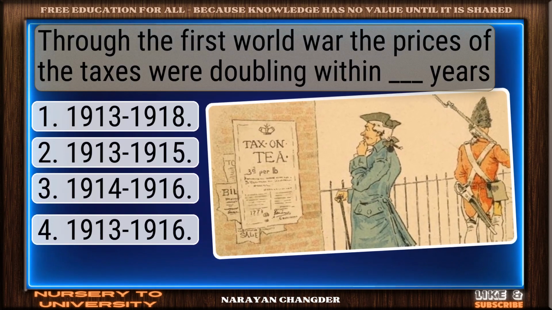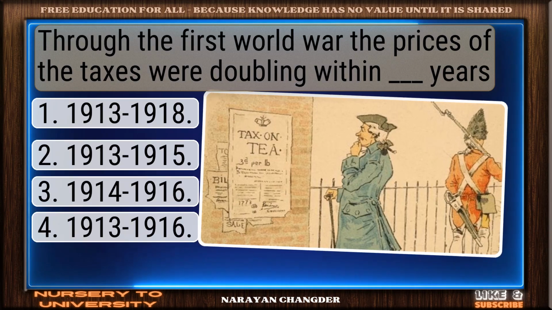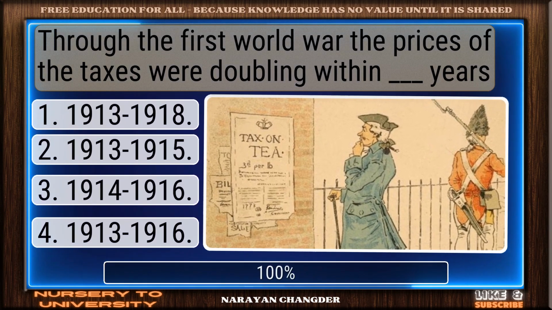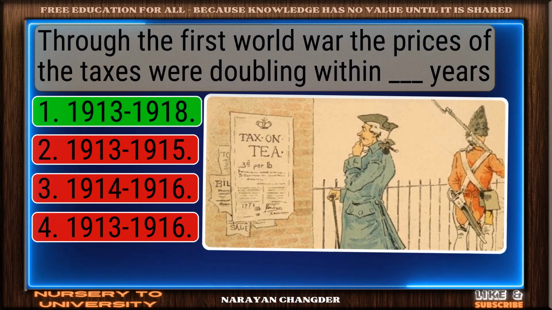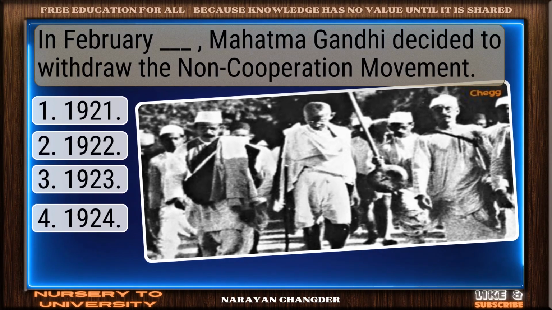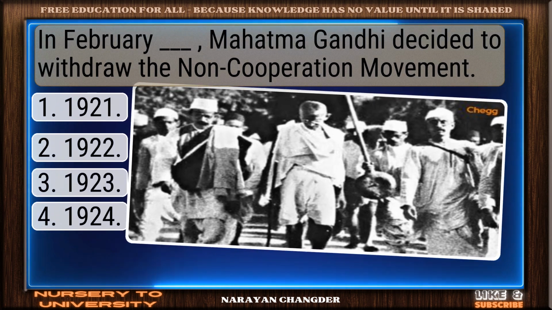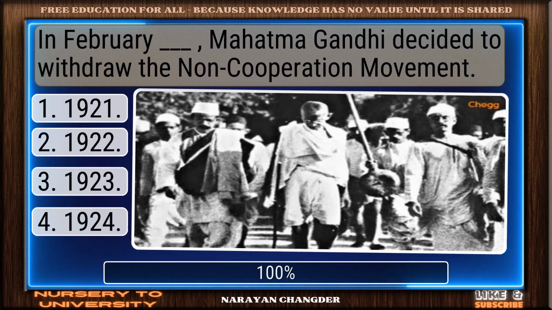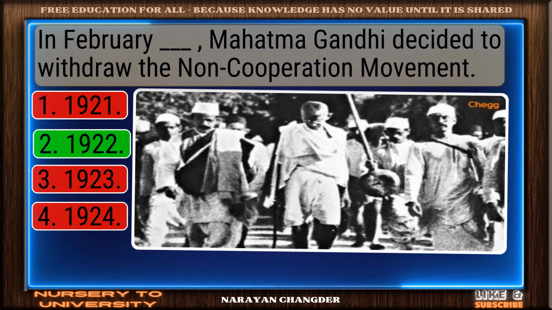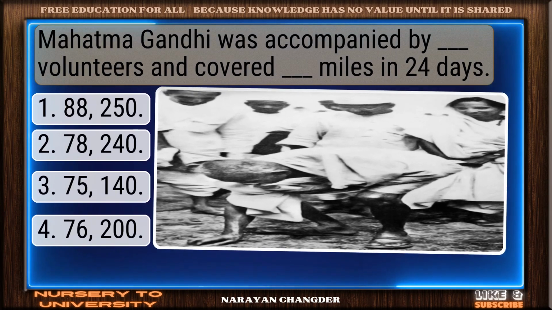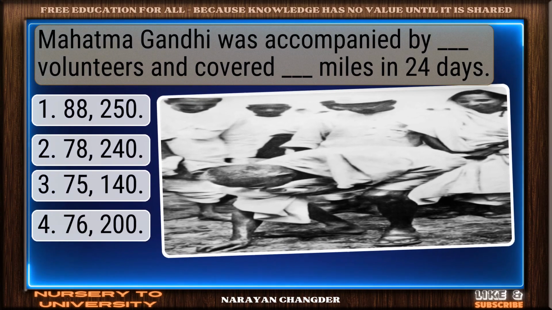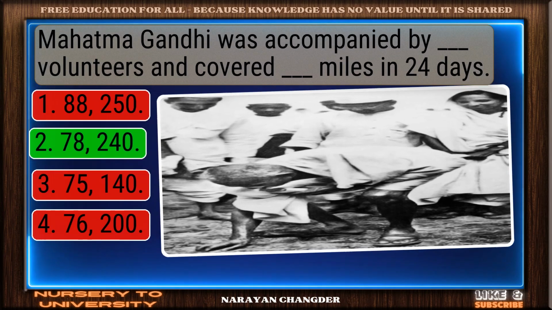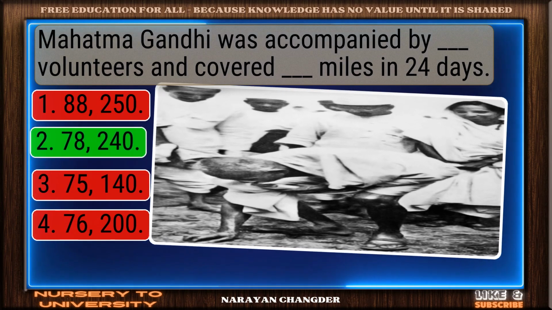Through the First World War, the prices were doubling within a few years. Sharp thinking. 1913-1918 is right. In February, Mahatma Gandhi decided to withdraw the non-cooperation movement. 1922 fits perfectly. Mahatma Gandhi was accompanied by volunteers and covered miles in 24 days. Excellent choice. 78 and 240 is right.